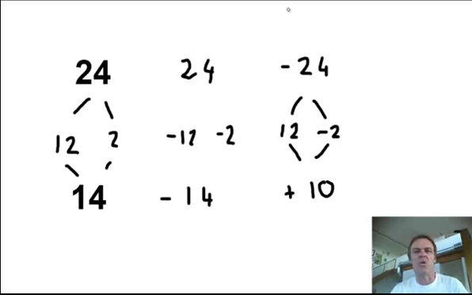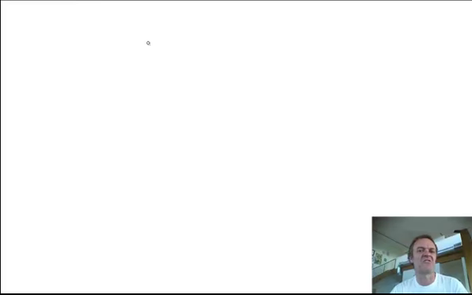Now we can do all sorts of numbers like this. How about two numbers that make negative 42 when you multiply, that make negative 1 when you add? So think about it. Two numbers that make negative 42 when you multiply, that make negative 1 when you add.